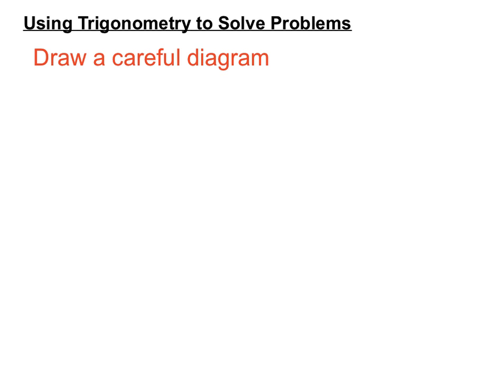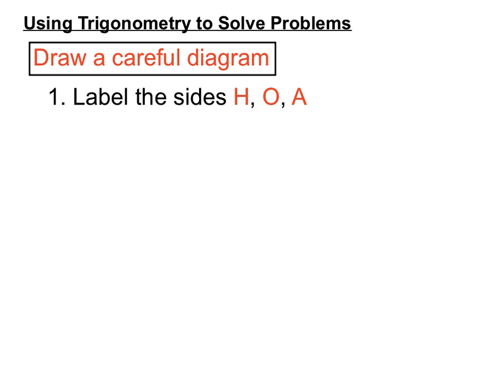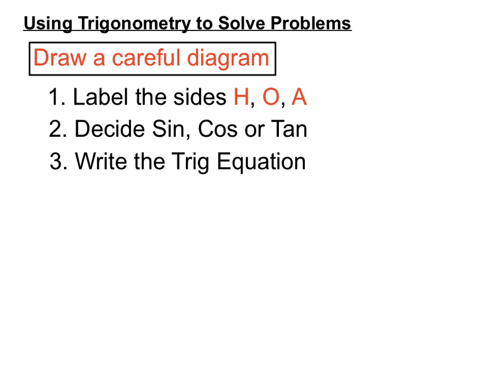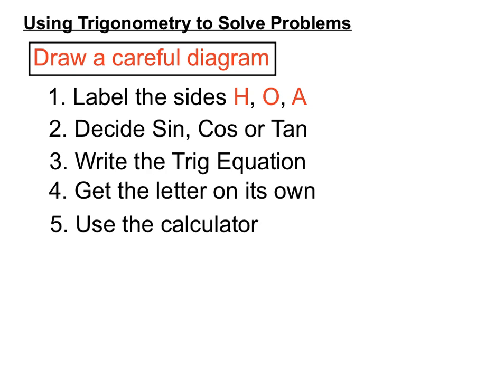When we're using trigonometry to solve problems, we'll concentrate on drawing a careful diagram. We'll then label the sides: hypotenuse, opposite and adjacent. We'll then decide whether we should base our question on the sine, cos or tan ratios, depending on the sides we're using. We'll then write the trig equation appropriate for that question. We'll then make a move solving the equation to get the letter on its own, and we'll use our calculator to finalize our question.